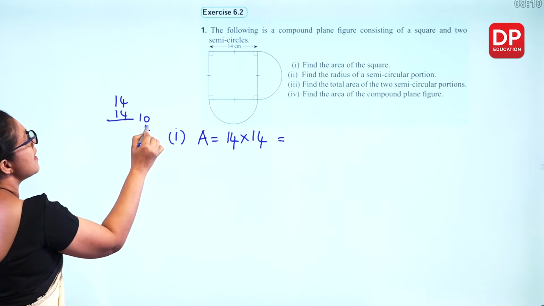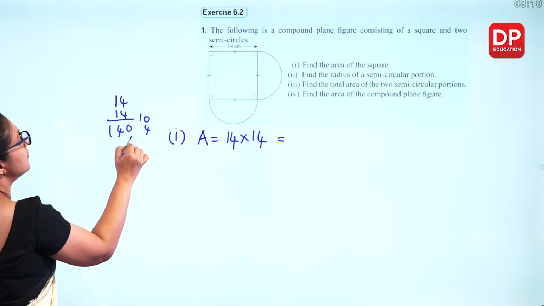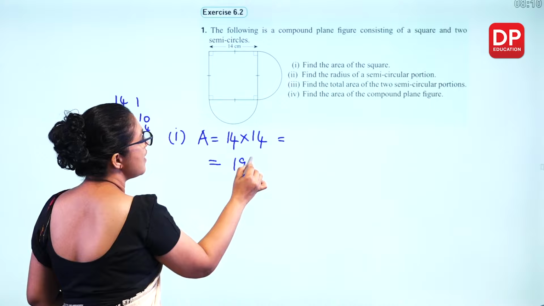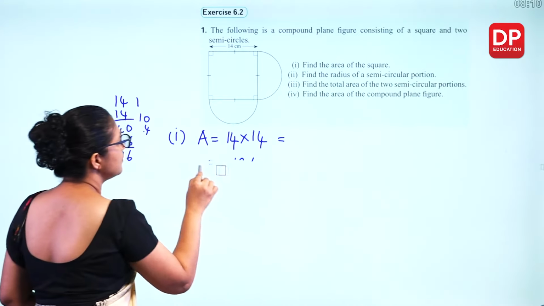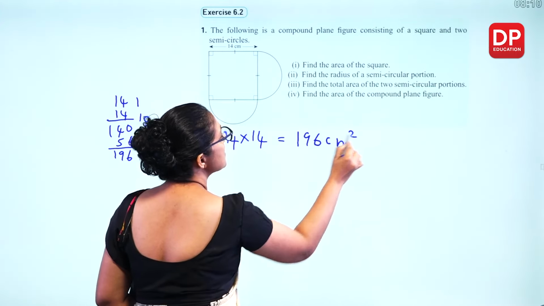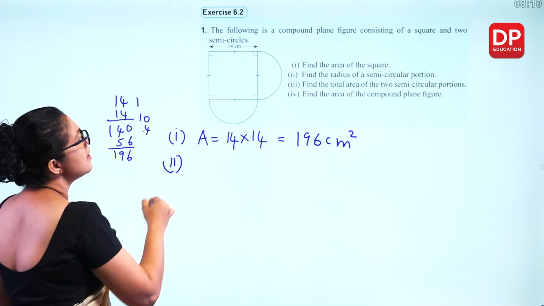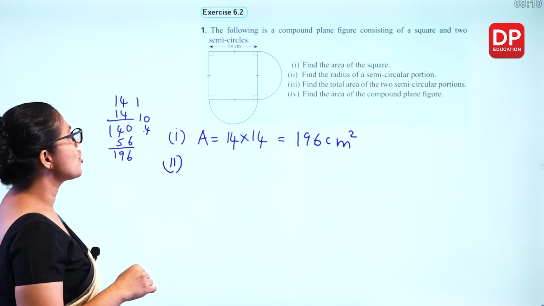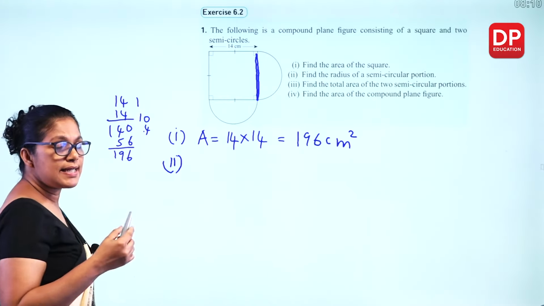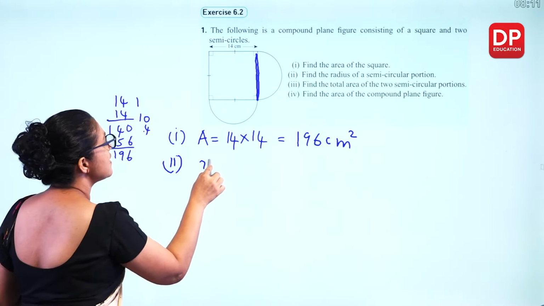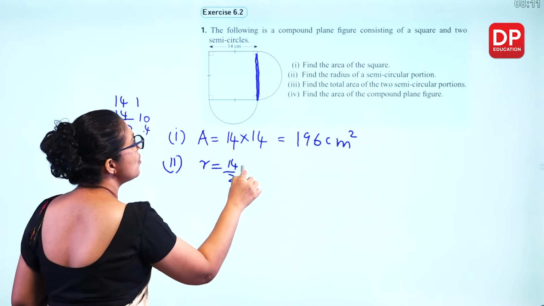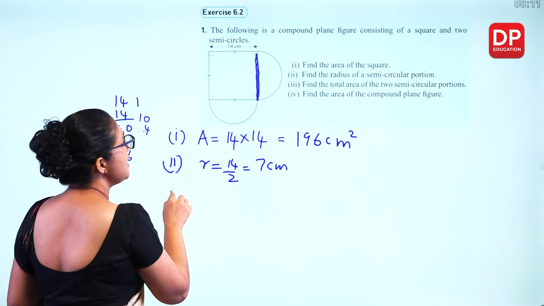So what is 14 times 14? That's 196. So you can write 196 square centimeters. What's the second part? Find the radius of the semicircle portion. We know this length is 14. So that's the diameter of the circle. So what is the radius of the semicircle? You divide this by 2. So 14 divided by 2, you get 7 centimeters.